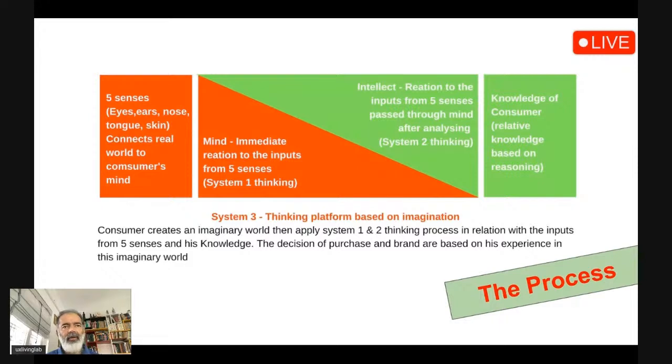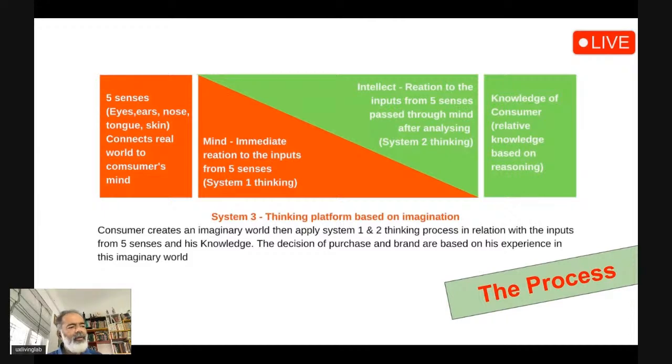When you see something, you immediately react. When you hear something, you react. When you feel something, you react. So the mind will immediately react to these five senses. That's spontaneous. That's fast. That is quick. That's why we can categorize it as system one thinking. In a split second, it will react, from your unconscious mind also.